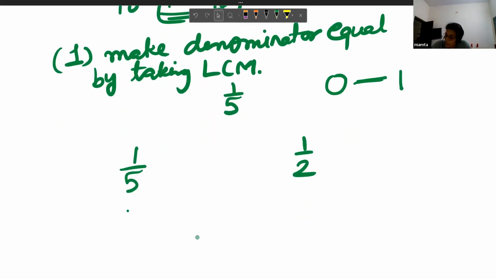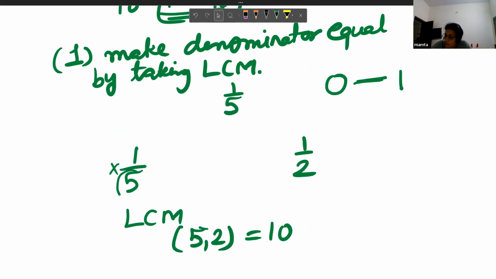So the first method is LCM. Take the LCM and make the denominators the same. Take the LCM of 5 and 2. The LCM of 5 and 2 is 10. So we have to make the denominator the same as the LCM. How would you make this 10? By multiplying 2 on both sides.